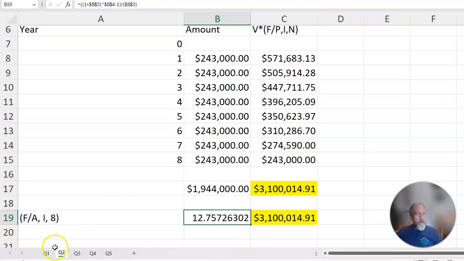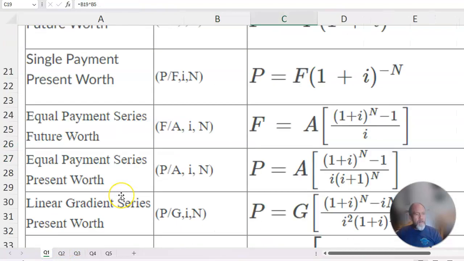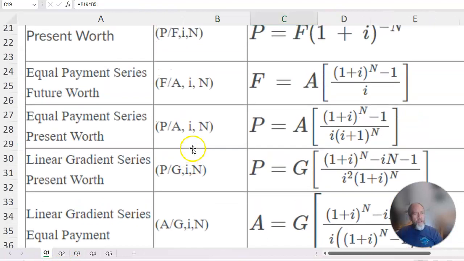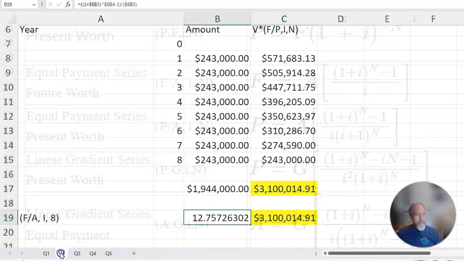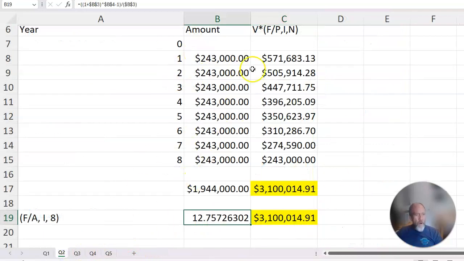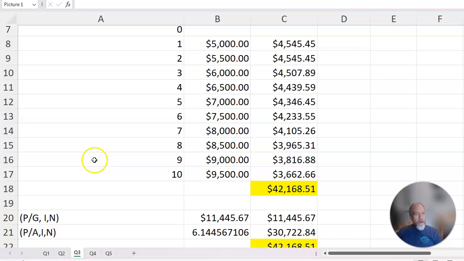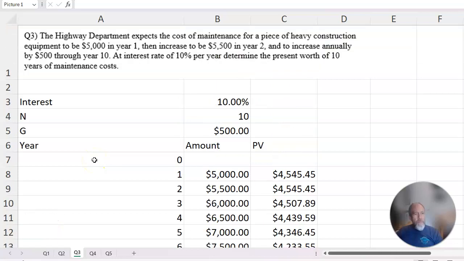Pretty straightforward. And if I were to go and say, where is that equation? Well, there it is, F equals A, so F over A, the 1 plus I to the n minus 1 over I. Exactly what I did there, or I did it by using just all the payments of each of those years. All right, let's do another one. A little bit more complex as we go along.